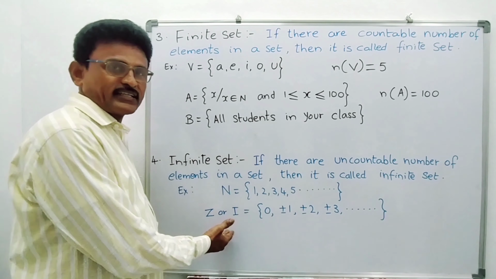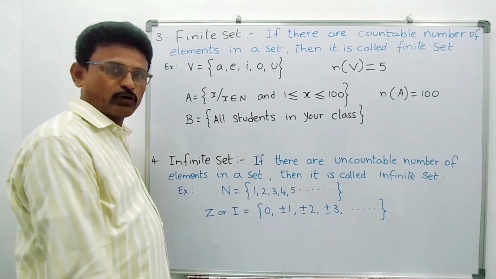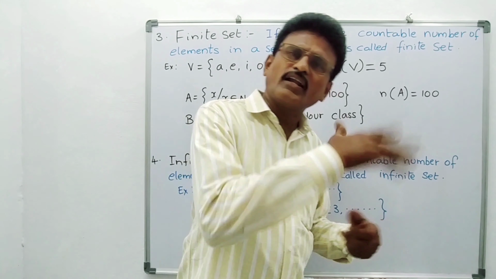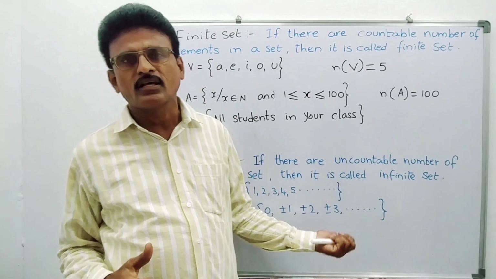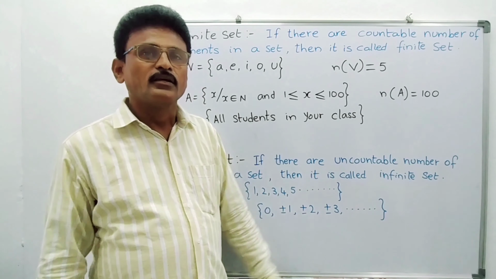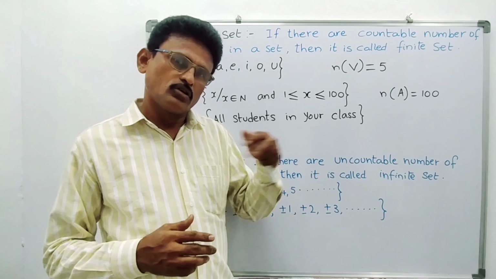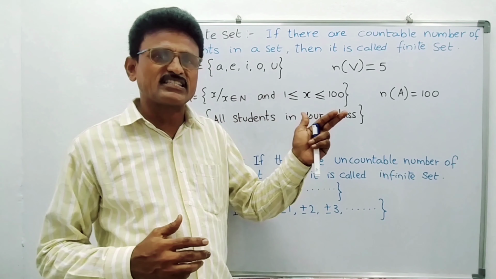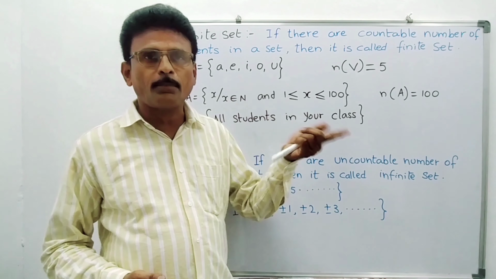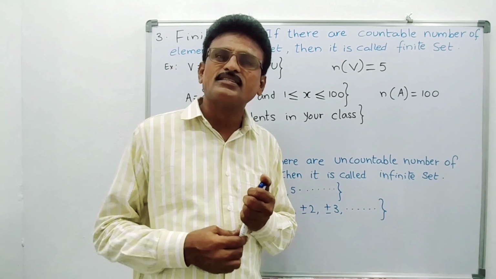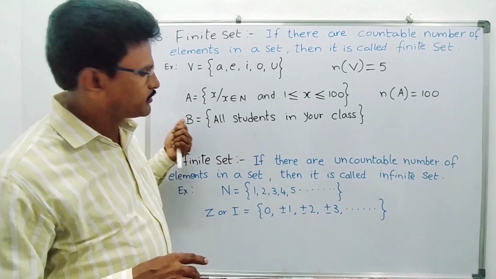Like that, integers, Z or I symbol. Okay, 0, plus or minus 1, plus or minus 2, plus or minus 3, so all numbers are there, positive numbers and negative numbers. That integer list is also uncountable, right? Suppose multiples of 5: 10, 15, 20, 25, and so on. The prime number list is also uncountable. Even number list, odd number list, all these are infinite sets because the elements are uncountable, right? Okay.